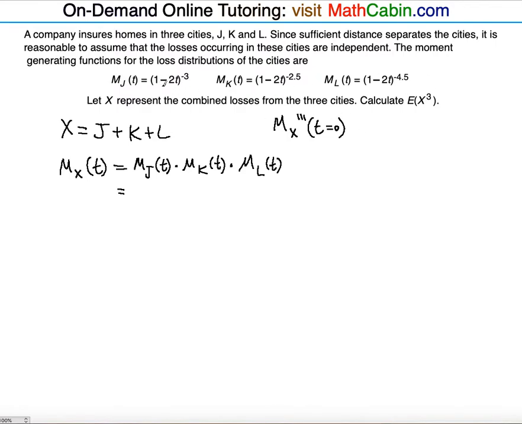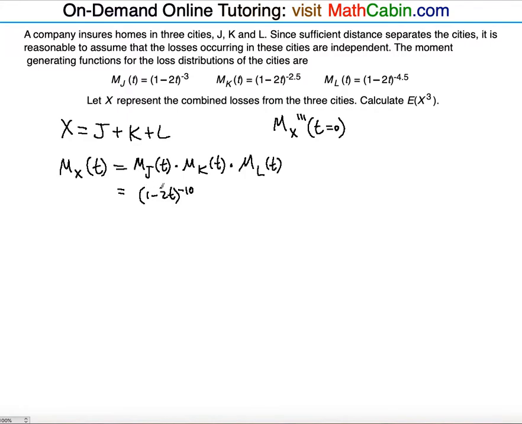So by nature, we're going to multiply these. As you can see, the bases are 1 minus 2t in each case, so we can keep it there and then simply add the respective powers, because the bases are the same. So it's going to be negative 3 minus 2.5 minus 4.5, which gives you negative 10. That's going to be the ultimate power. So now this is the moment generating function of X.